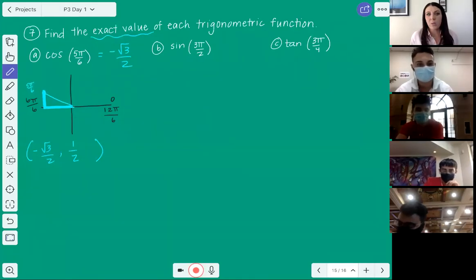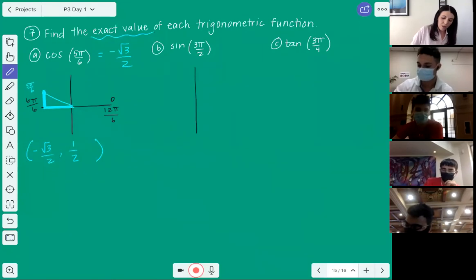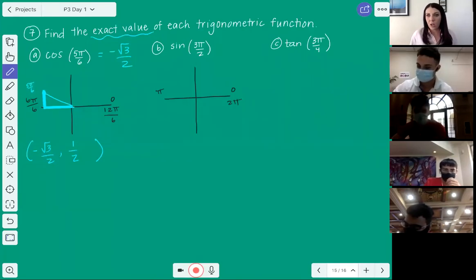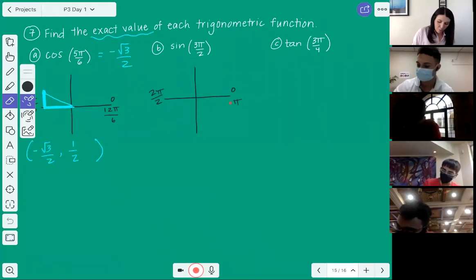Okay, let's do this next one. Sine of 3 pi over 2. So this is a bit trickier. I'm going to draw, again, the same thing. I'm going to have 0, pi, and 2 pi. I'm going to change these all to be something over 2 because that's my fraction. So I have 2 pi over 2, and then over here I would have 4 pi over 2.